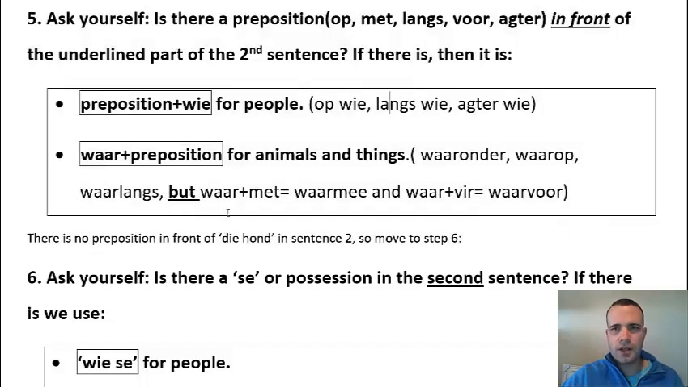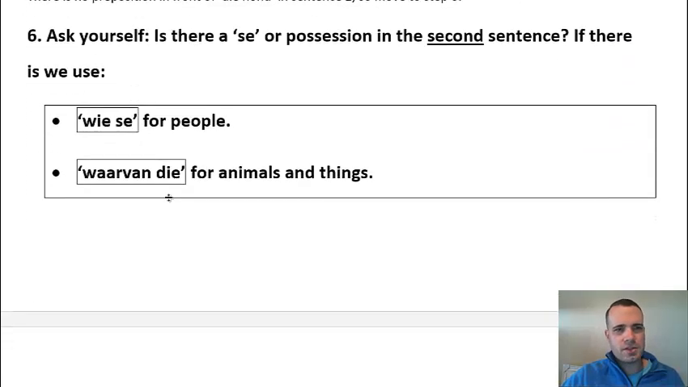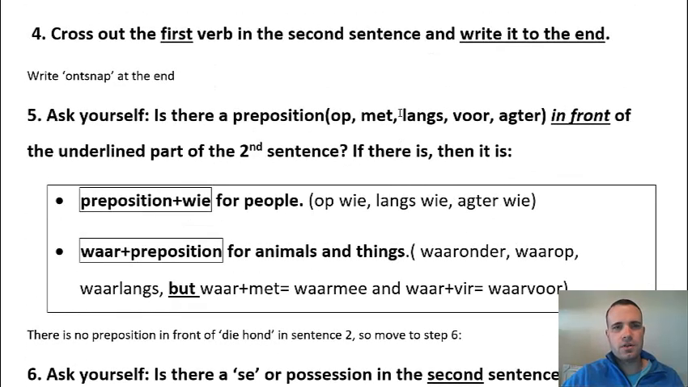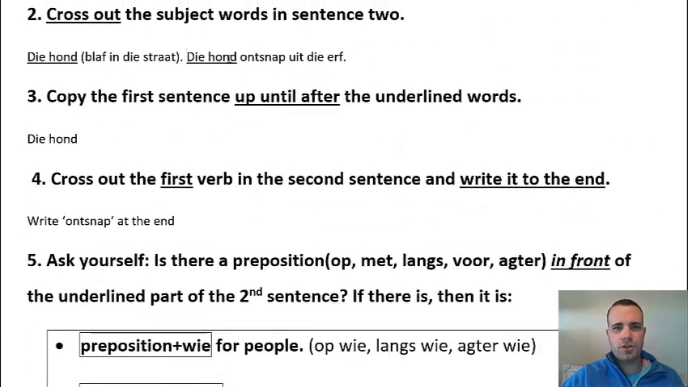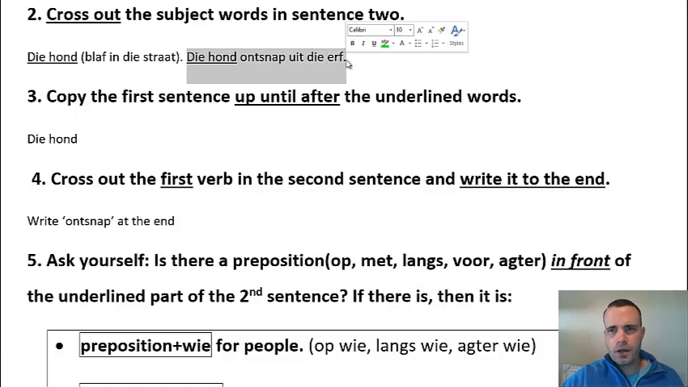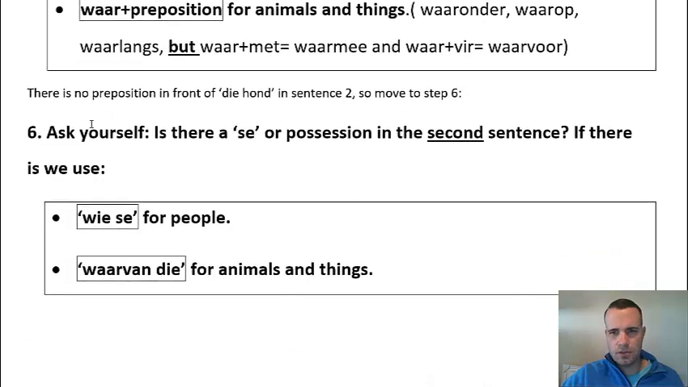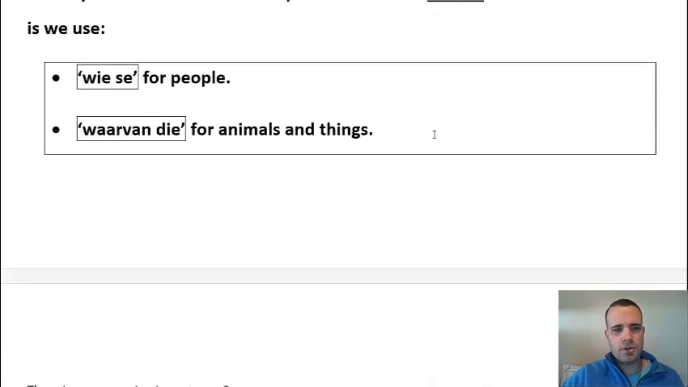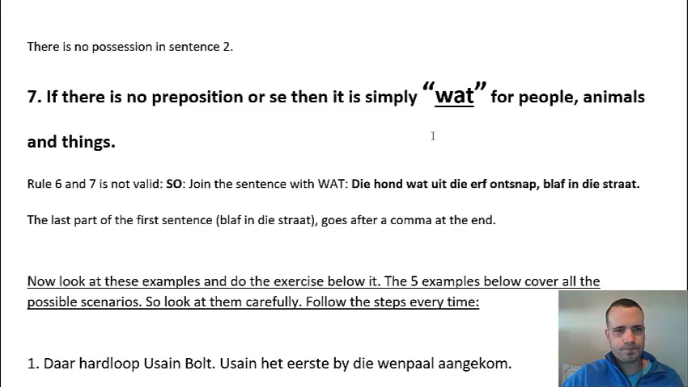We'll do one now where there is a preposition, but for now, let's just move on. Number 6, ask yourself, is there a se or possession in that second sentence? In the second sentence, se or any kind of possession. Let's look at our sentence. Die hond ontsnap uit die erf, the dog escapes from the yard. No, there's no se, there's no possession in that sentence. So if there's none of that, you move on to your last step, which is step number 7.